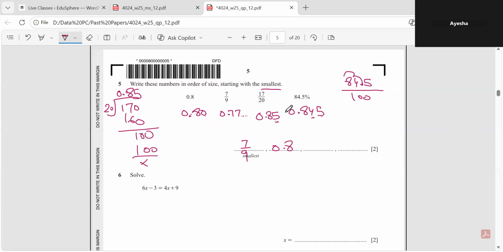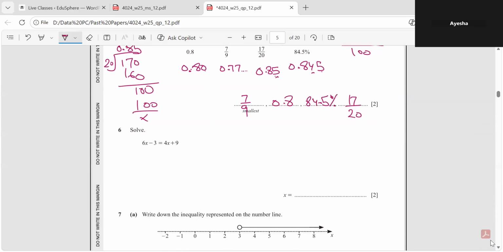So this number is smaller than this number. So we have to put 84.5% here, because students may get confused and say that if there are 3 decimal places, this one is the bigger number. No, we have to compare decimal by decimal. So after comparing decimal by decimal, and then last is left, this is 17 by 20. So the strategy works for us.